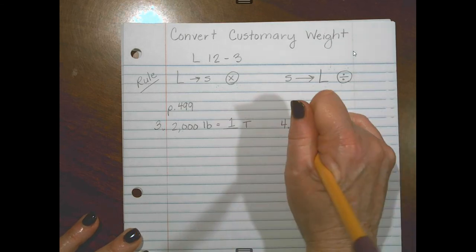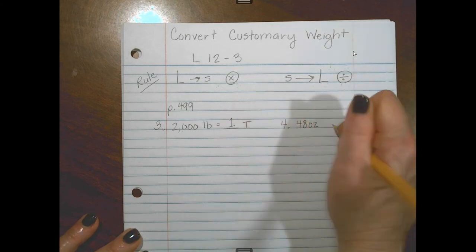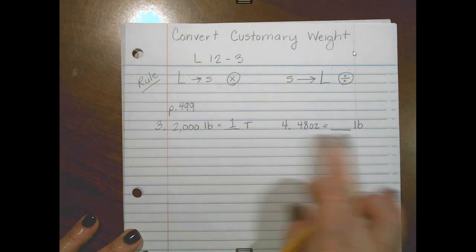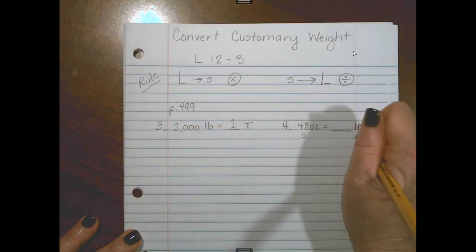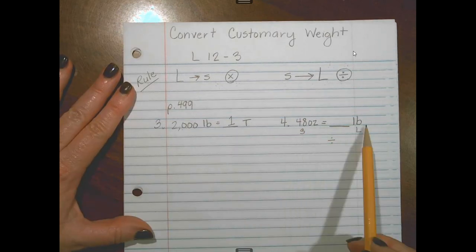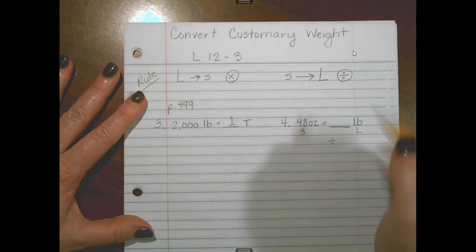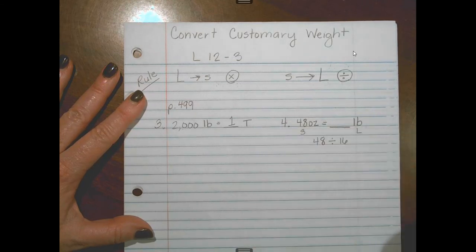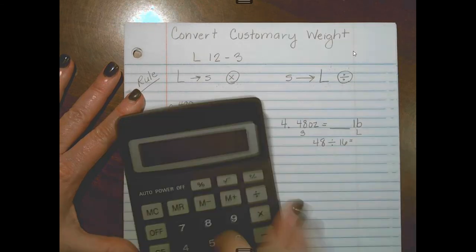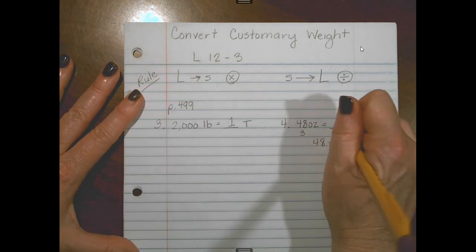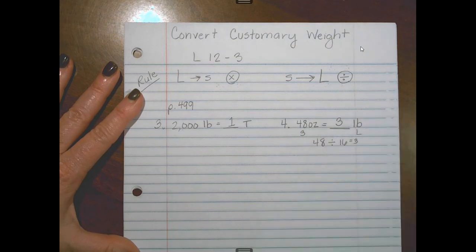All right, let's look at number 4. Number 4, we have 48 ounces, and we want to know how many pounds is that. All right, so ounces are much smaller than pounds, so smaller to larger units. We're going to be dividing, and the unit rate, how many ounces are in a pound? There are 16 ounces in a pound, so we're going to be dividing 48 by 16. All right, again, I'm letting you use this calculator to make things easier. 48 divided by 16, 3. So I have 48 ounces is equivalent to or equal to 3 pounds.